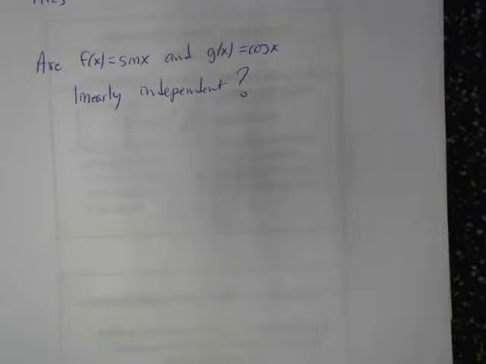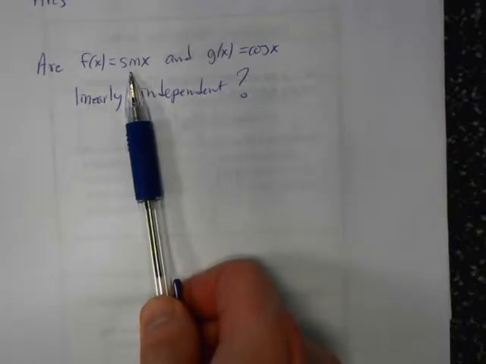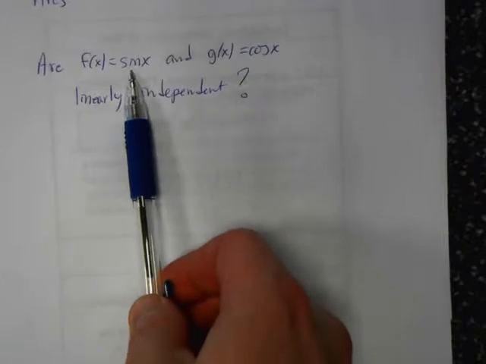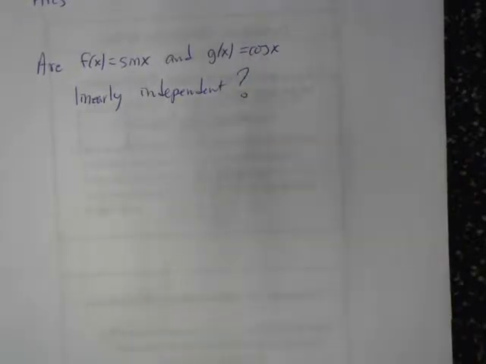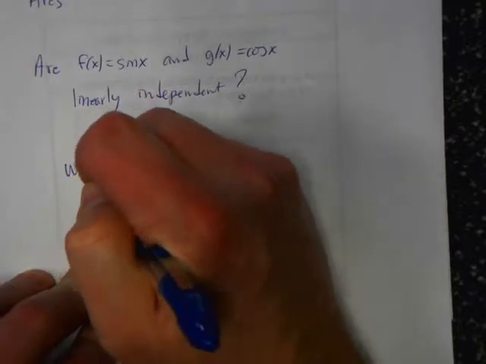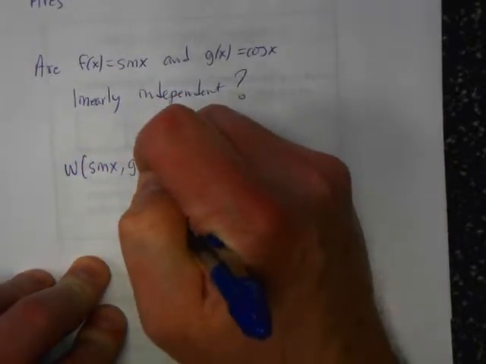So when you're dependent, what does it mean? The question I'm asking you is, can I take sine, multiply it by a number, and get cosine? That's what linearly dependent means. Linearly dependent would mean I can do that. Linearly independent, that's the important one. Linearly independent means no matter what number I multiply sine by, I'm never going to get cosine. So the way we normally tell, for functions we're not sure about, is we take the Wronskian.